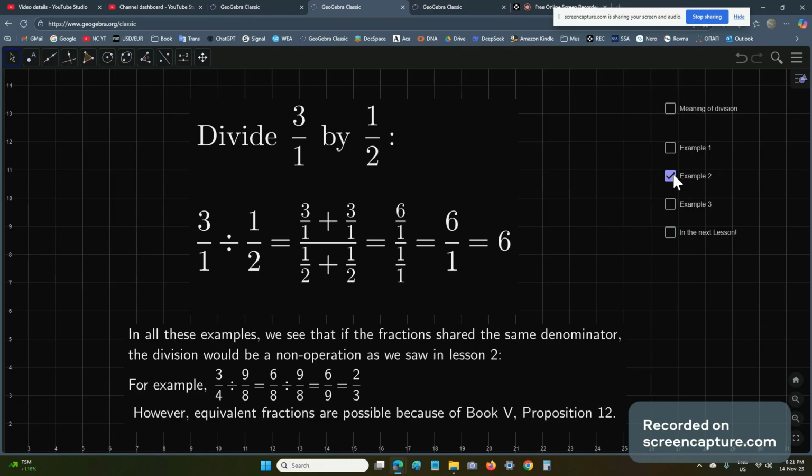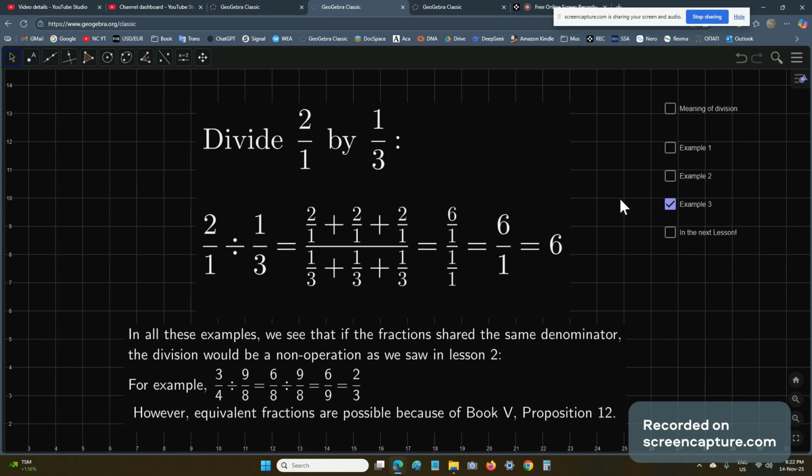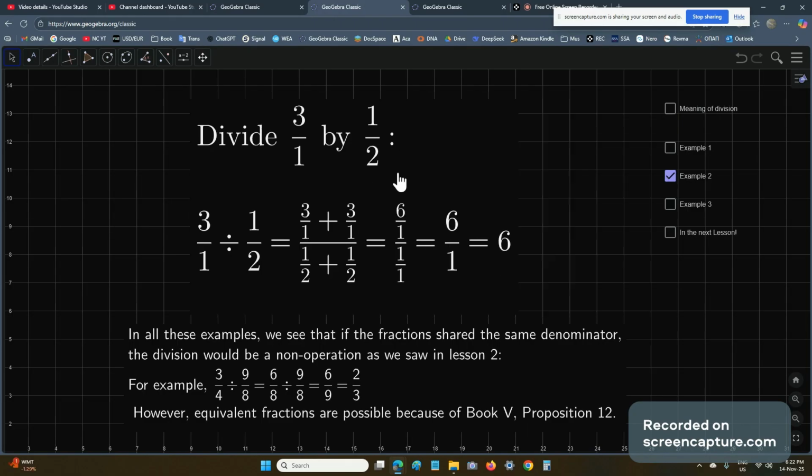Similarly, the second example does the same thing, and it shows you that if you divide 3 by a half, you're going to get the same answer as if you divide 2 by a third, because you're measuring with the reciprocal of 3 in this case and with the reciprocal of 2 in this case. That turns out to be multiplication. So in one lesson you've learned how to do division and multiplication, because multiplication is just reciprocal division. In all these examples we see that if the fractions share the same denominator, the division is a non-operation, as we saw in lesson 2.